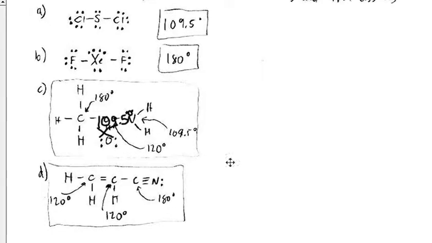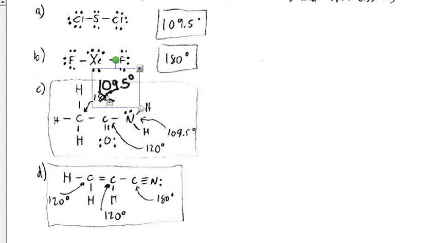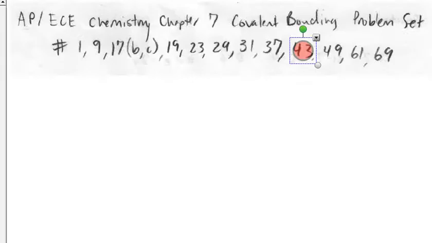Check out part D. Not sure why I thought it was 180. Anyways, let's take a look at part D. We've got a carbon with 3 connections to it right here. 1, 2, 3. 120 for this carbon. Another carbon here with 1, 2, 3 connections. 120. And this carbon has only got 1, 2. So 180 as its ideal bond angle.